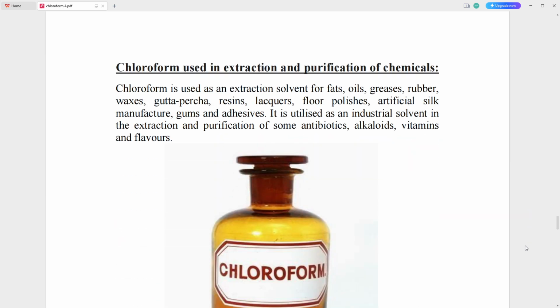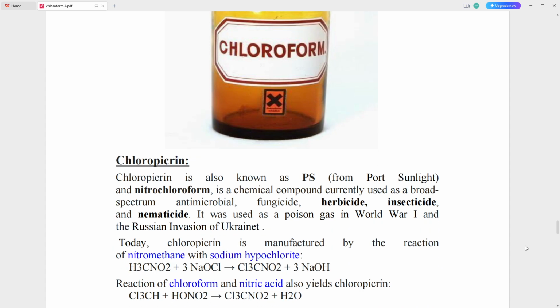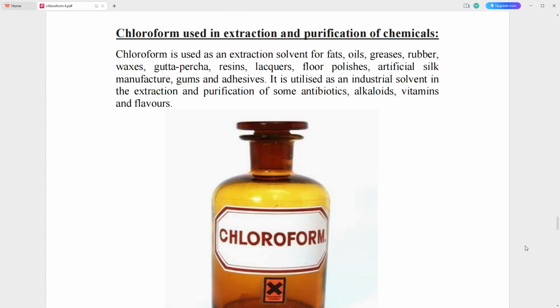Chloroform is used in the extraction and purification of chemicals. Chloroform is used as an extraction solvent for fats, oils, greases, rubber, waxes, gutta-percha, resin, lacquers, floor polishes, artificial silk manufacture, gums and adhesives. It is utilized as an industrial solvent in the extraction or purification of some antibiotics, alkaloids, vitamins and flavors.